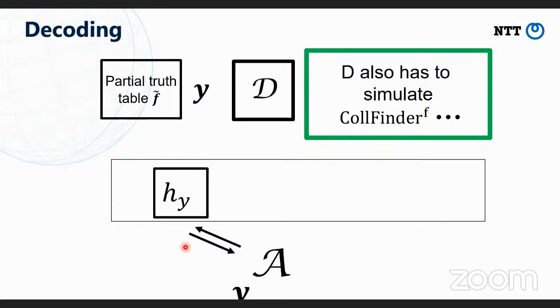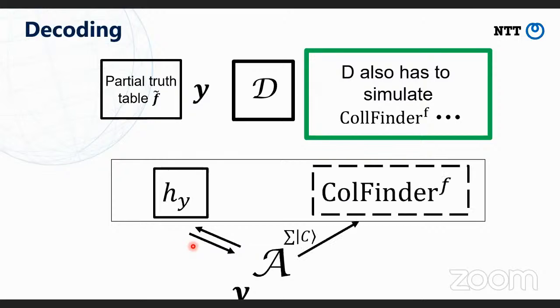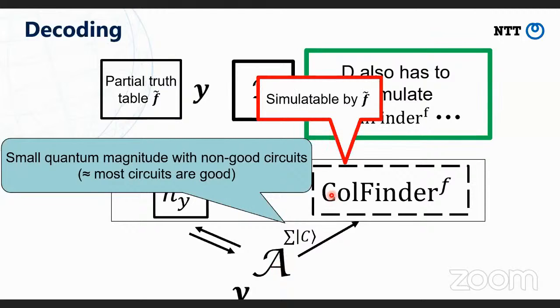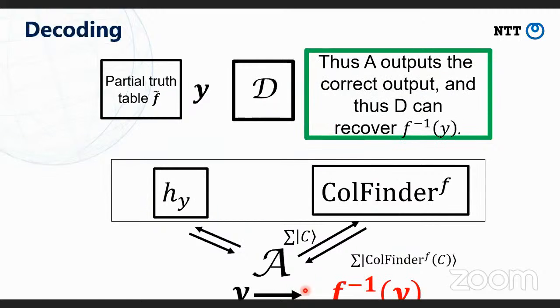And now the issue is that the decoder D also has to simulate the additional oracle CallFinder. And the adversary queries some quantum circuits that implement functions to the CallFinder oracle. But now, by the definition of the good subset, we can say that the quantum query magnitude on non-good circuits is very small. And this means that, intuitively, most of the queries made by the adversary are good. Most of the queries to CallFinder are good. And by the definition of good circuits, the decoder D can simulate the value of CallFinder only with the partial truth table F tilde. So the decoder D can correctly simulate the CallFinder oracle. And so the adversary A outputs the correct output, and D can recover F inverse of Y.